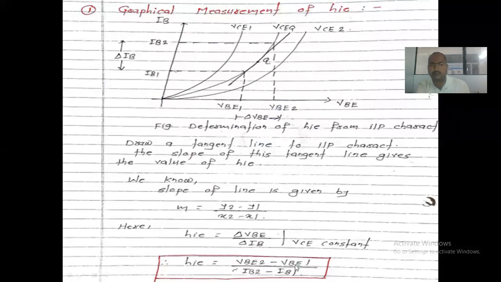So by this value, we have to calculate the value of hie by the graphical method. Graphical method indicates that there is no need of calculation, only draw the tangent on the Q point. Q point indicates the minimum operating point. When we draw the tangent on the minimum operating point, it indicates that your value is related to the minimum operating point, and that is acceptable for all the values of your system, right? Accordingly, we have to find out the hie value.